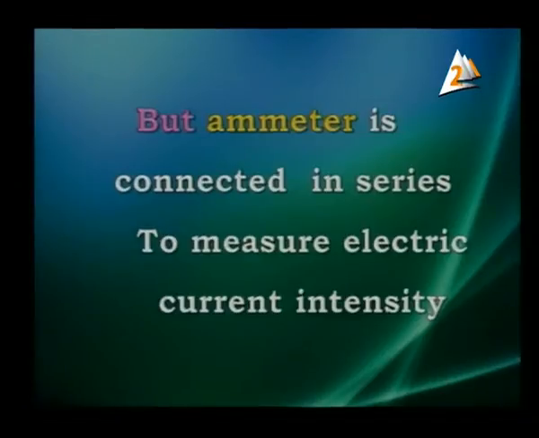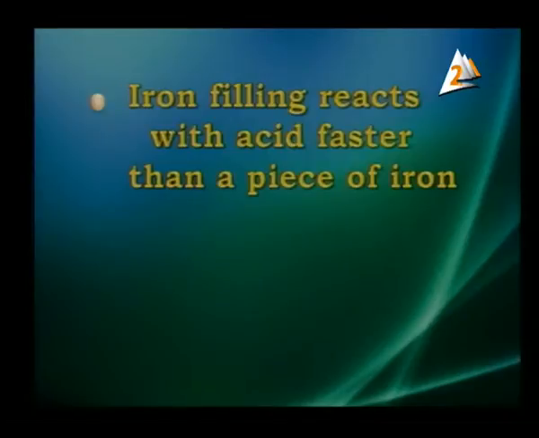It's connected in series connection to measure the electric current intensity in a right way. But voltmeter is connected in parallel. Why? To make different routes of the electric current to measure the potential difference between 2 points in the conductor. Don't forget this. Let's go to see another question.